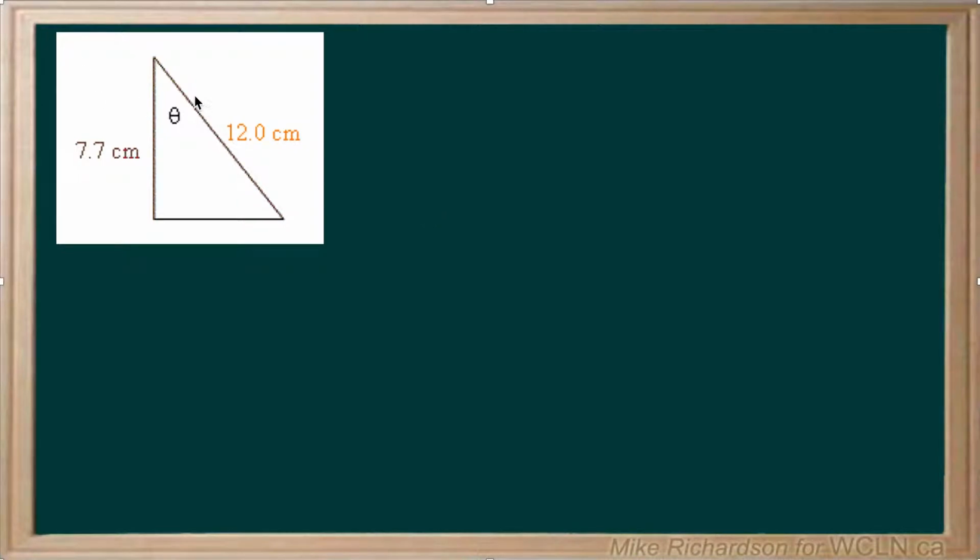Okay, once again, we're looking for the angle up here, angle theta, and the numbers that are related to it are the 12 and the 7.7. Now the 12 is our longest side, so that must be the hypotenuse. We've got a right triangle, so we can use our standard trig functions. And the 7.7 centimeters is touching the angle, so it's adjacent.